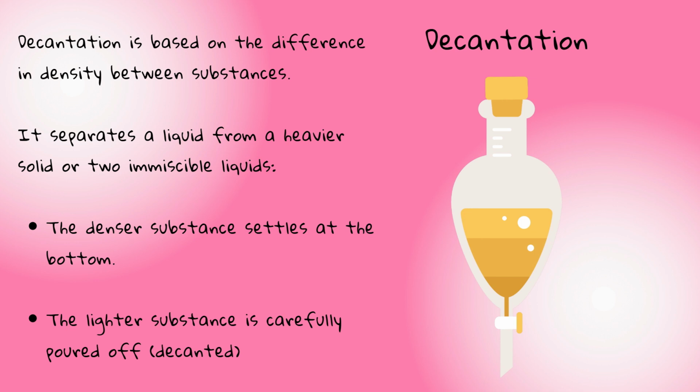Decantation is based on the difference in density between substances. It separates a liquid from a heavier solid or 2 immiscible liquids. The denser substance settles at the bottom. The lighter substance is carefully poured off or decanted.